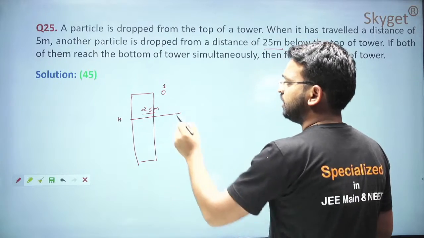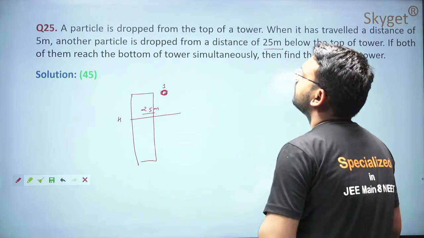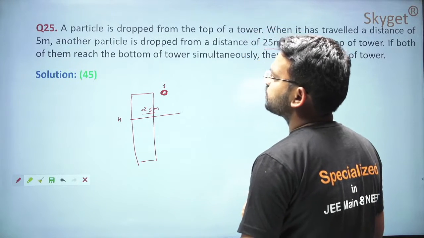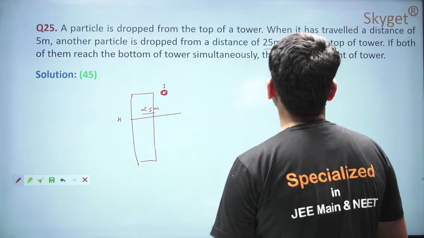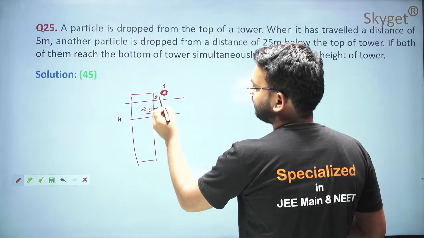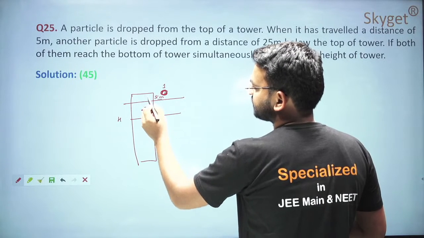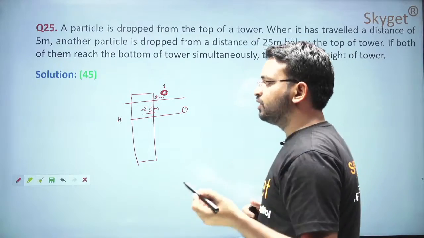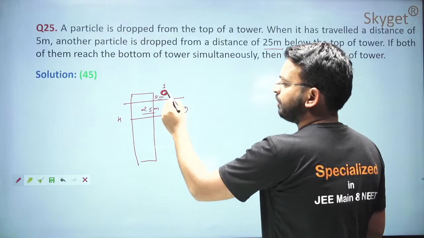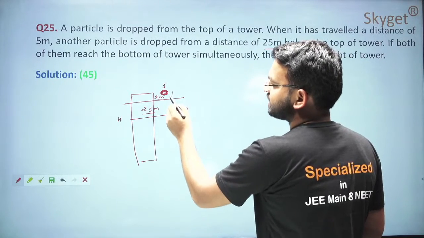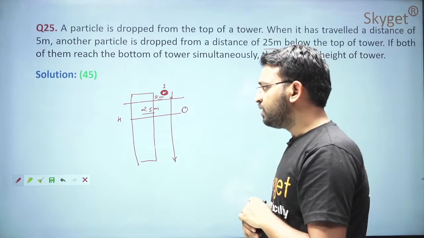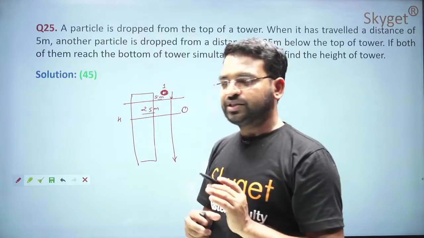Now it means it is released from here, and when it has traveled a distance of 5 meters, as soon as it has traveled the 5 meters, another particle is dropped from 25 meters below. So we are assuming it has traveled only 5 meters from here, but at that time the second particle, which is 25 meters below, starts moving. So let's suppose how much time it has taken and how much time this one takes. You can do this simple problem.